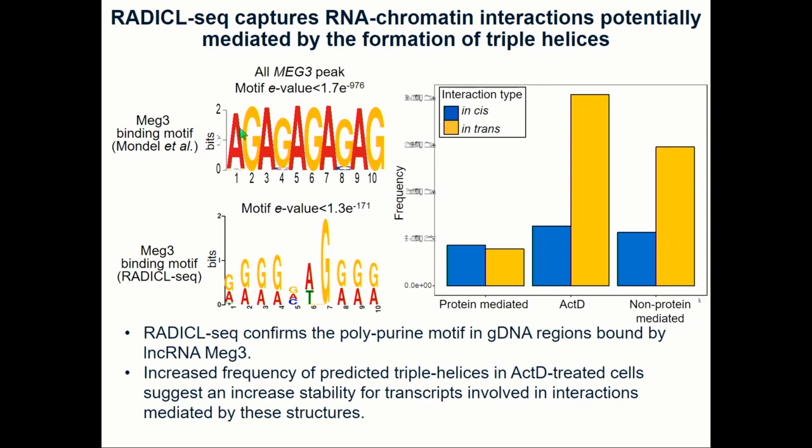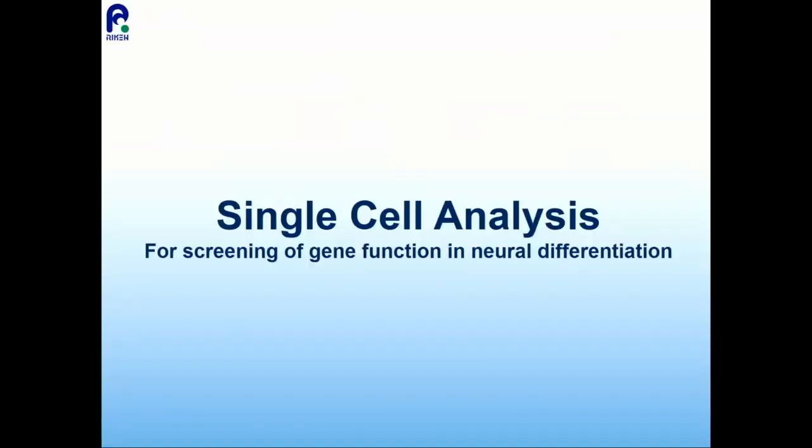For instance, MEG3 is known to bind by an AG stretch, and we also found a similar consensus in the interactions that we have seen with our methods for MEG3. So perhaps Hoogsteen triple helix is at least responsible for the interaction of some of those RNAs to the chromatin.